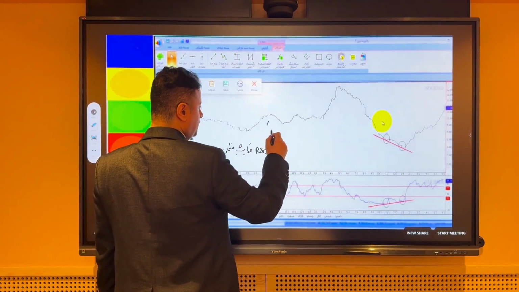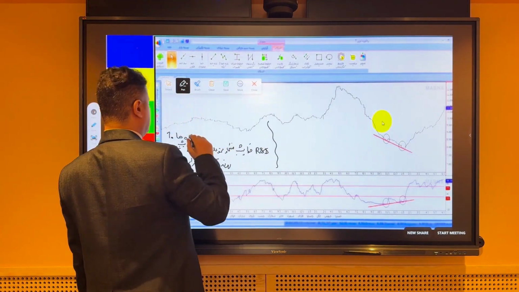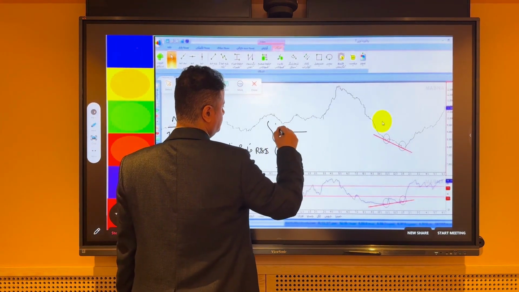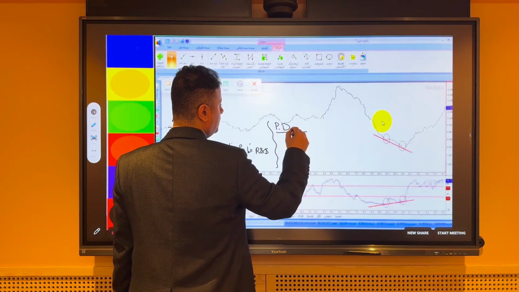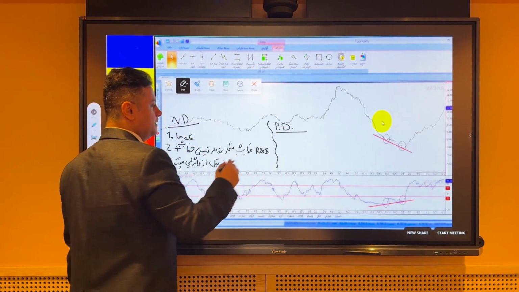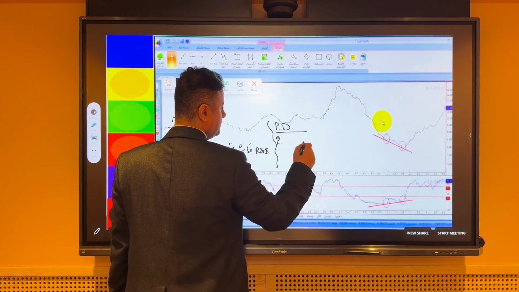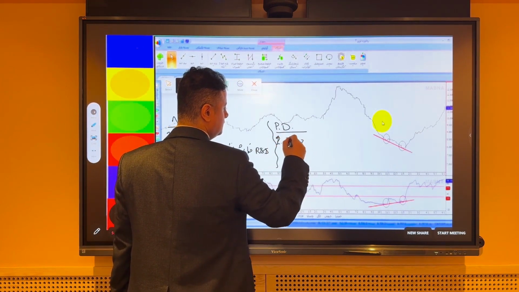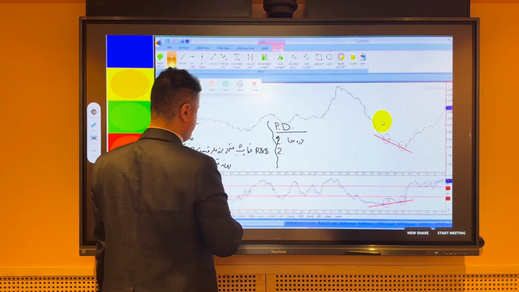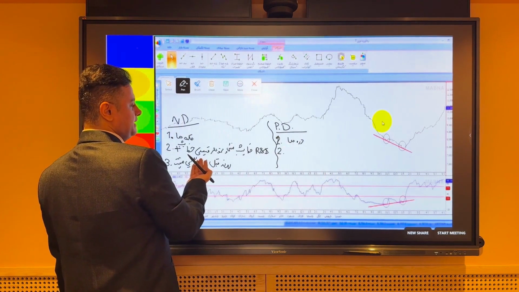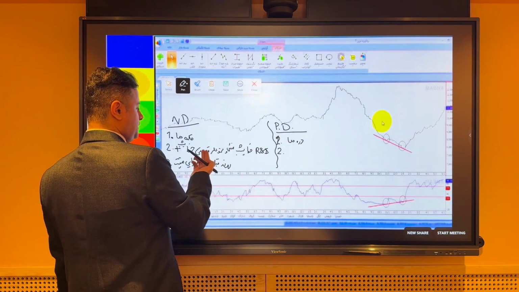But in positive divergence, consider this as negative divergence, this as positive divergence. In positive divergence, we always deal with the troughs. 1, the troughs. 2. It is exactly the opposite of this situation. That is the price chart of the stock.